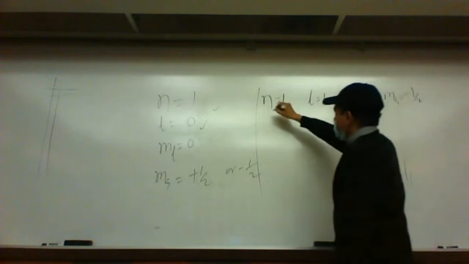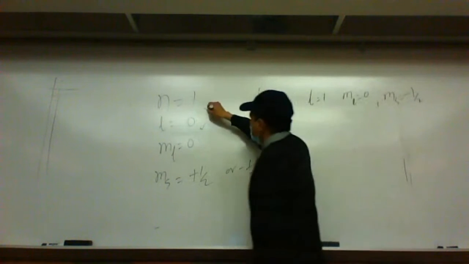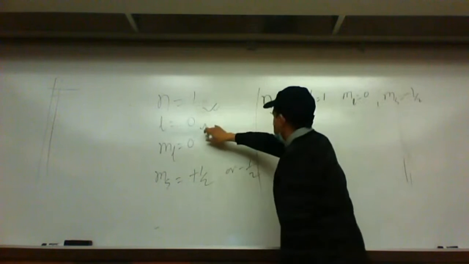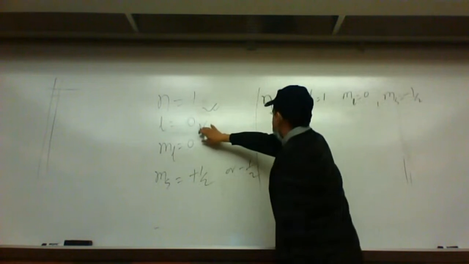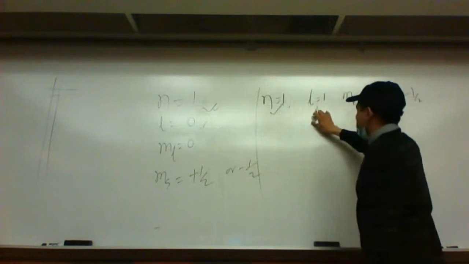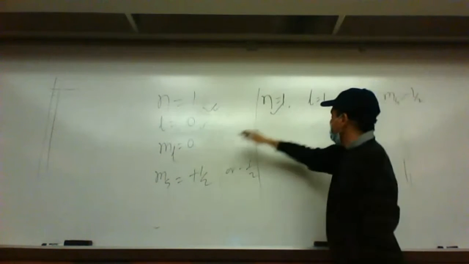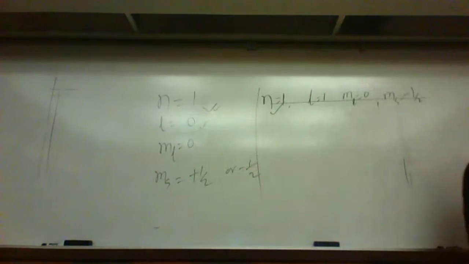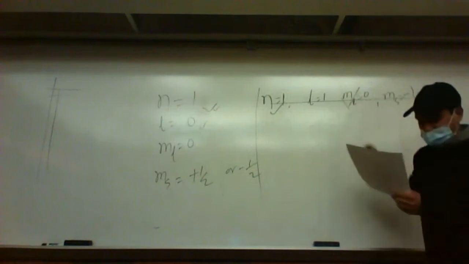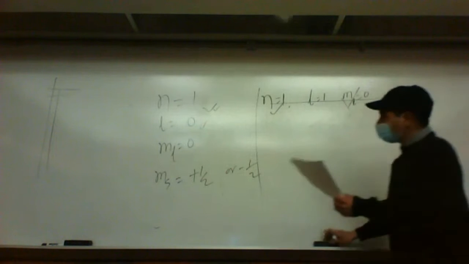So n equals 1, this is good. L equals 0 is needed, but it's L equal to 1 here. So L is not valid there, so this is wrong. Now look at number D.